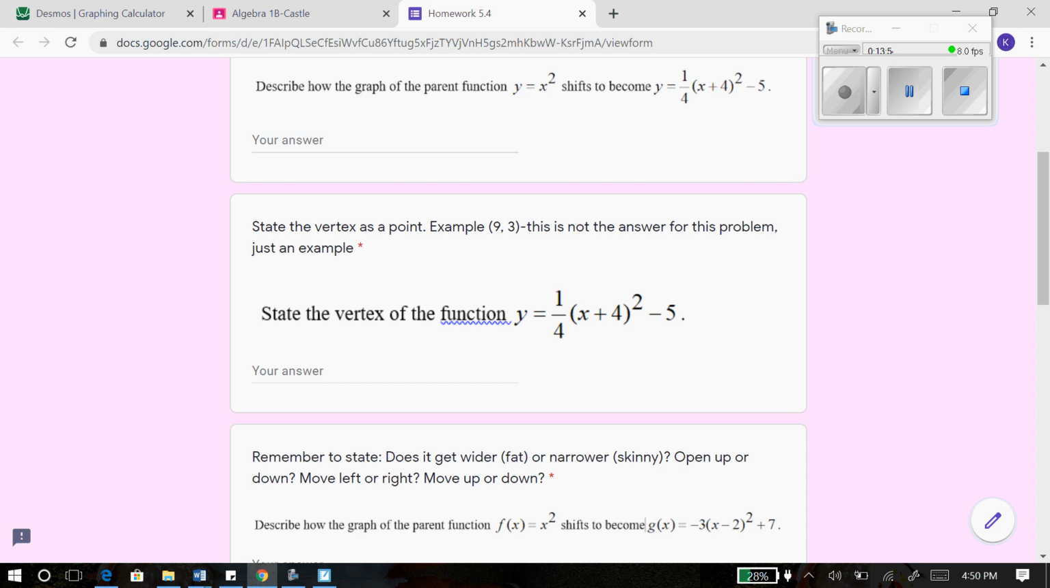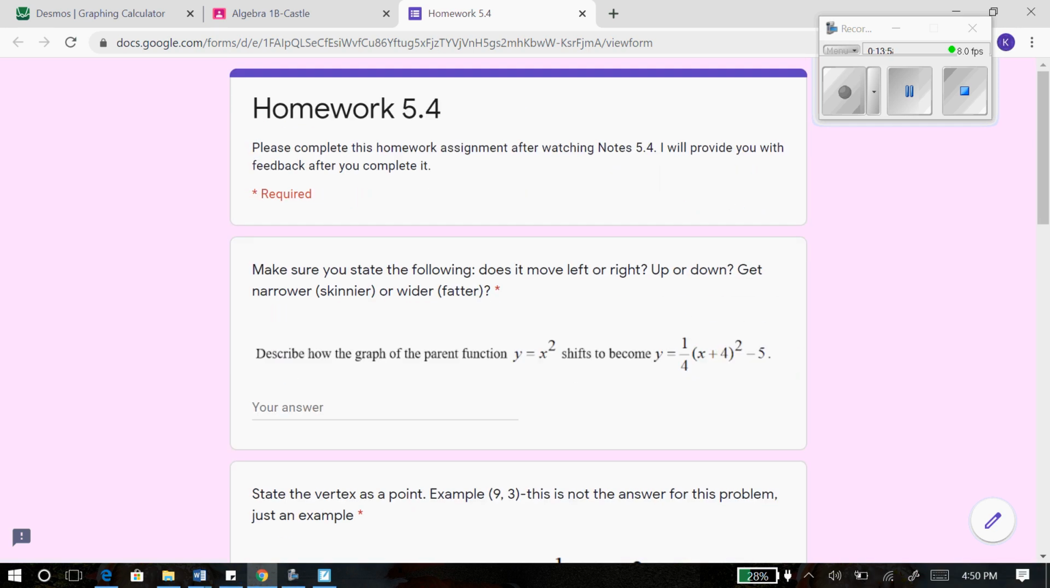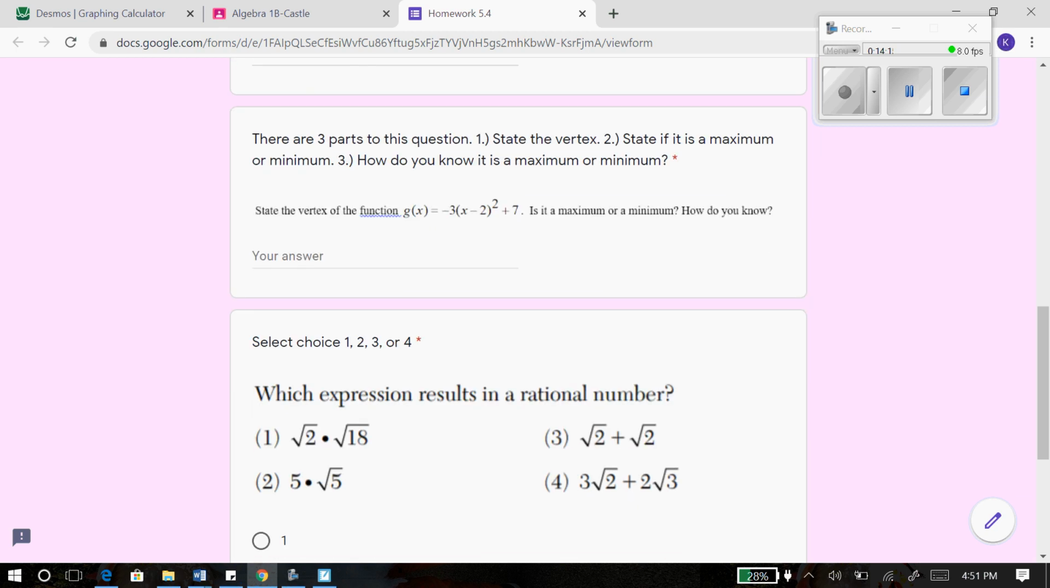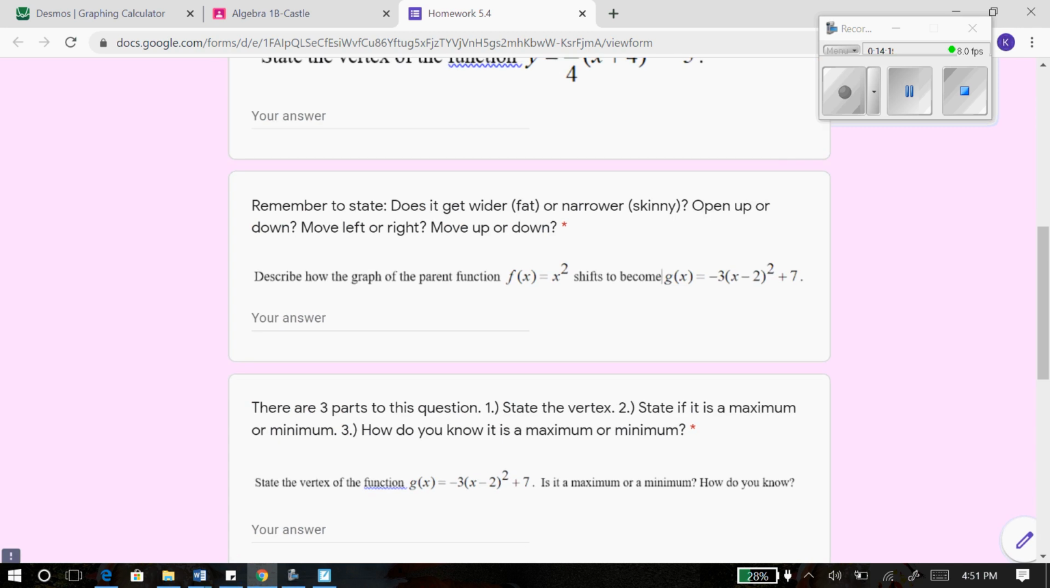This one, state your vertex. And this one, same thing. Make sure you state, does it move left and right, up or down? Does it get narrower or wider? And this one actually, they're both going to open up, so don't worry about that. So this question number 1 should have 3 answers to it, where the other question should have 4 parts to it. I will be checking your homework.